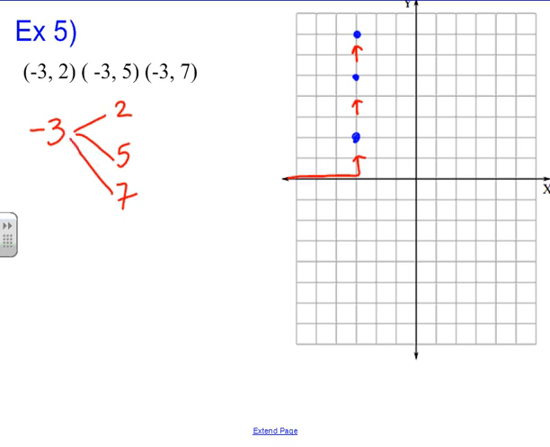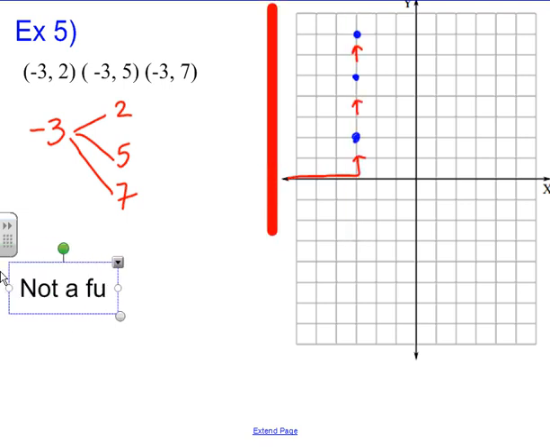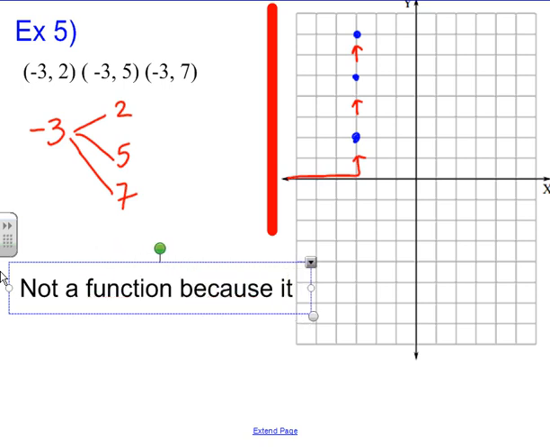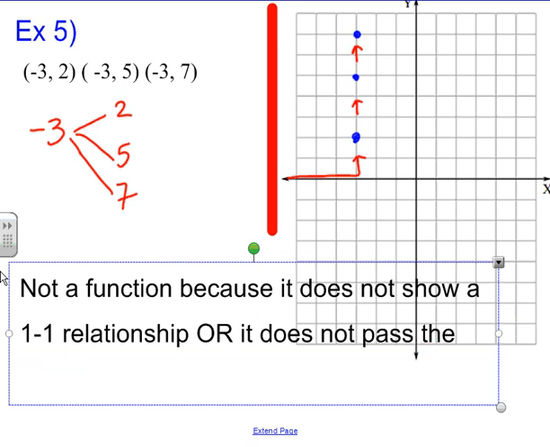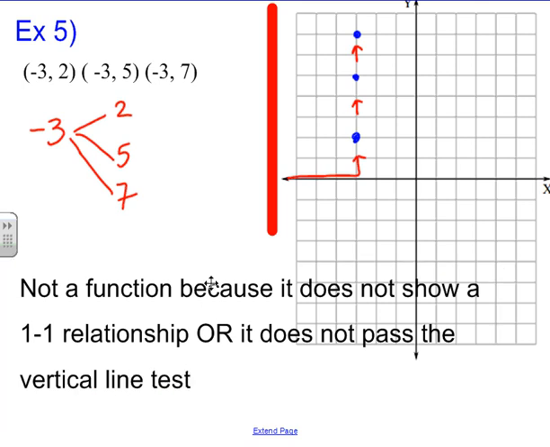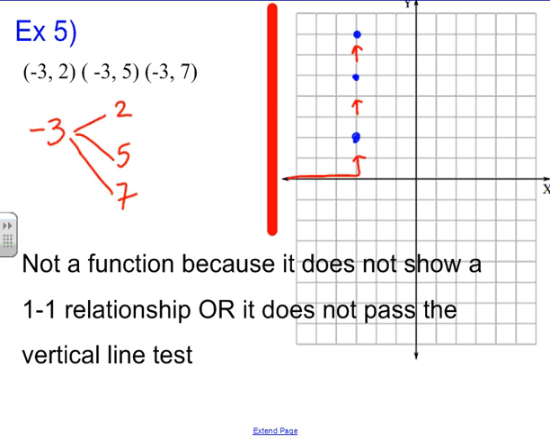Well, if that's the case, and again, let's bring in our vertical line and see as we pass it, we can see that all 3 points will land on it. So we know that this is not a function because it does not show a one-to-one relationship, or it does not pass the vertical line test. We just need one reason, but that gives us 2 reasons and shows how that works.